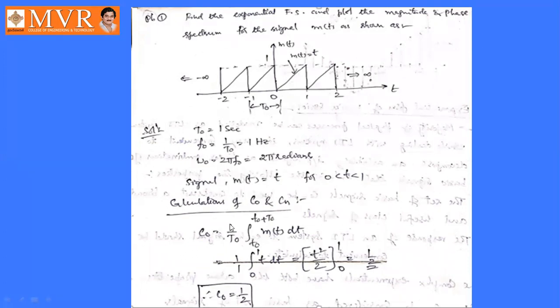So c naught equal to, what is the formula for finding c naught? c naught equals 1 by T naught integral T naught to T naught plus T naught m of t dt. What is m of t here? It is t. So 1 by T naught is 1, and the integral from 0 to 1, m of t value is t, t into dt. The integral of t dt is t square by 2, with limits 1 and 0, so its value is 1 by 2. So c naught value is 1 by 2.